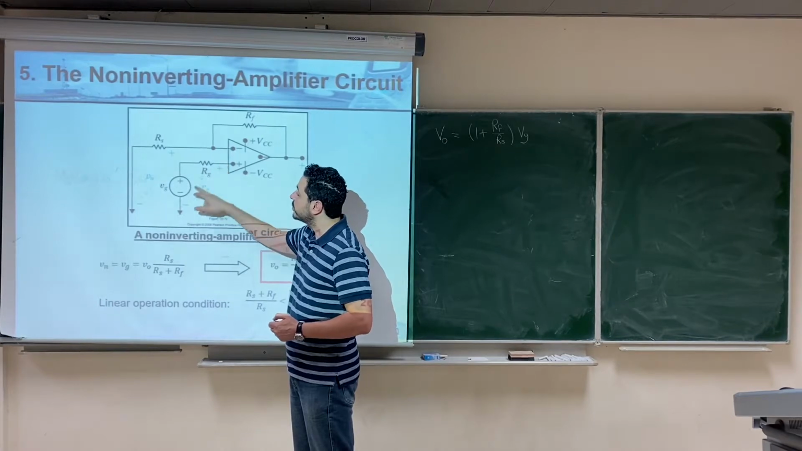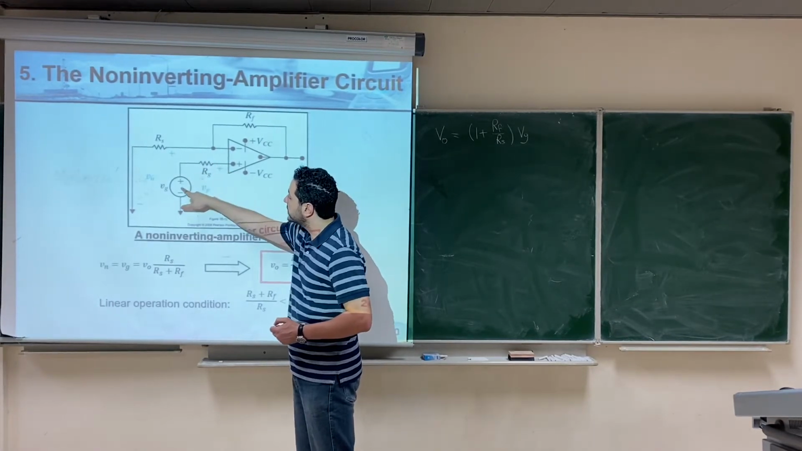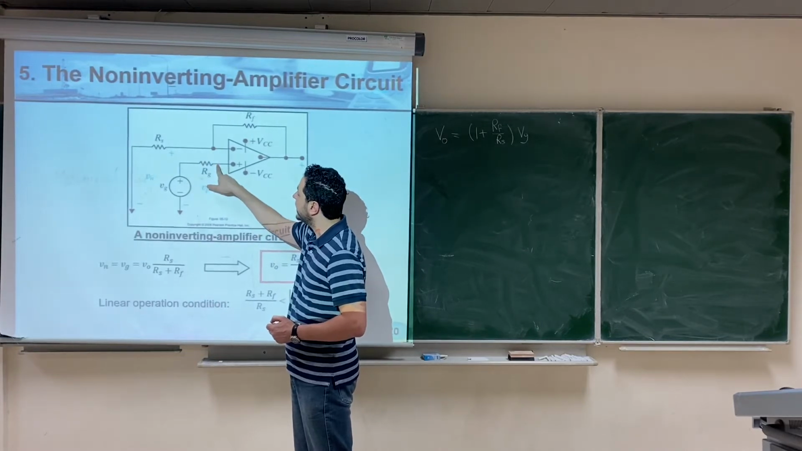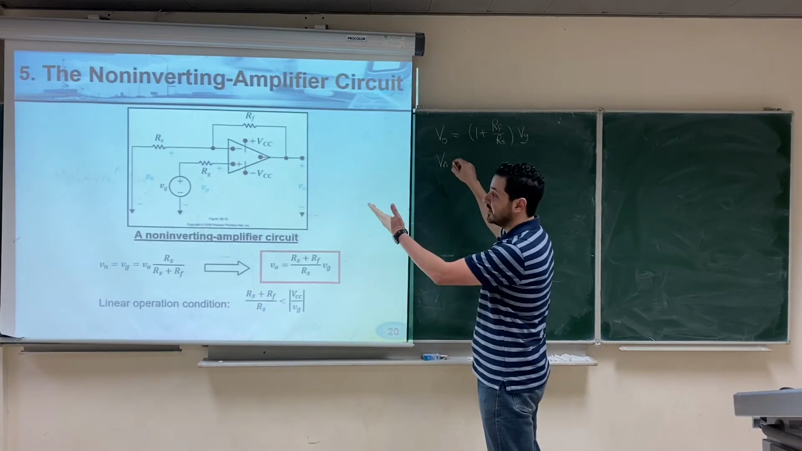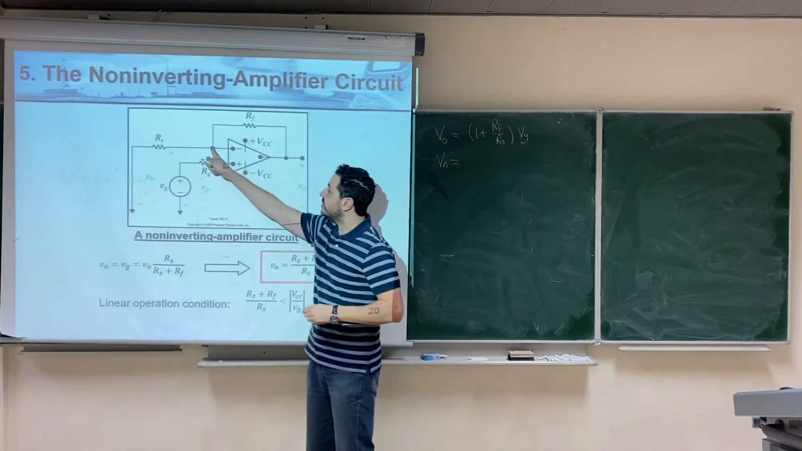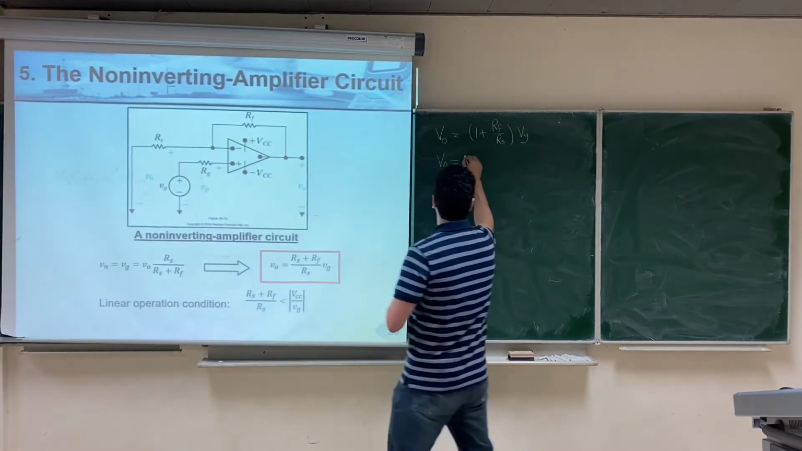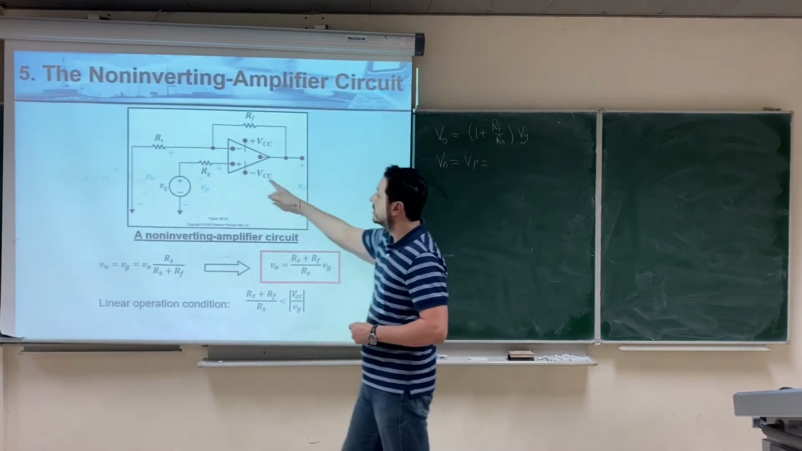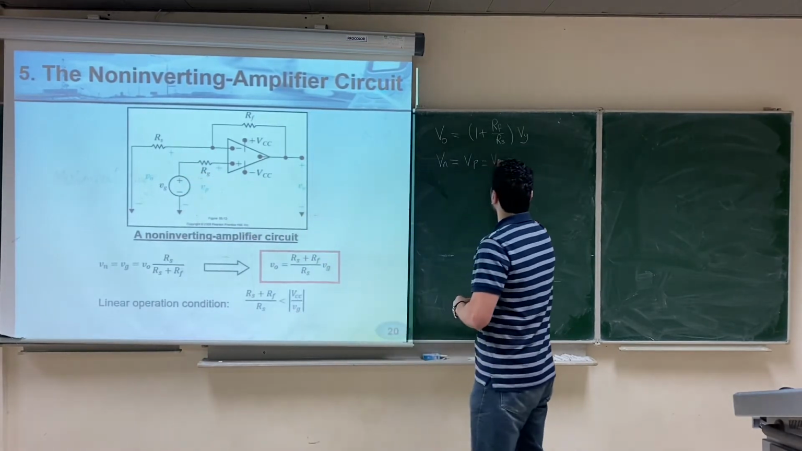input of the op-amp, which means that because there is no current here, Vp equals Vg, and also Vn equals Vp equals Vg. So here in the circuit that we analyzed, Vn, which is the voltage of the inverting input, equals Vp equals Vg, because there is no current here.